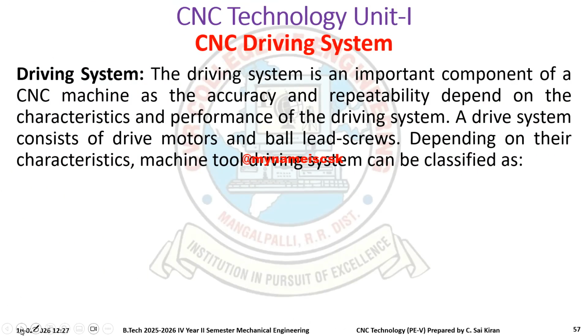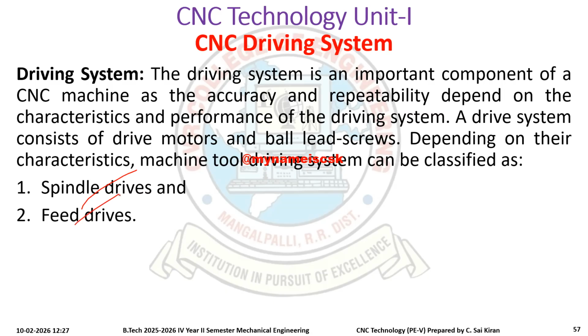Next, the CNC drive system. The drive system is an important component of a CNC machine, as accuracy and repeatability depend on the characteristics of the drive. Here we have two types: one is the spindle drive, and the other is the feed drive. Every CNC machine should have this driving system to have accuracy and repeatability. So, two types of drives: spindle drives and feed drives.